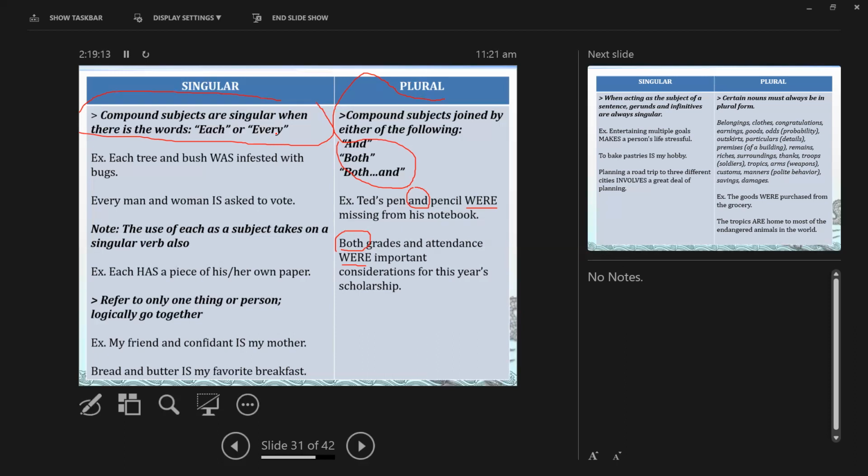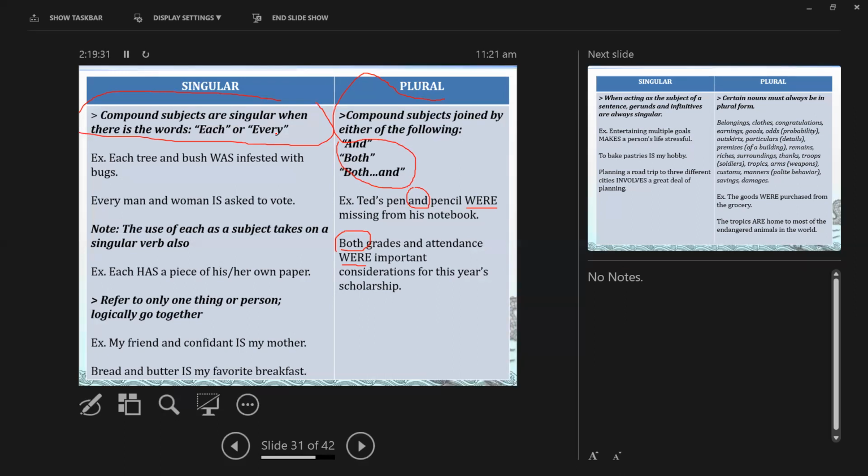And next example, every naman. Every child has a gift. Okay, so ang ginamit kong verb, has. Singular ba yon? Yes. Every child has a gift.